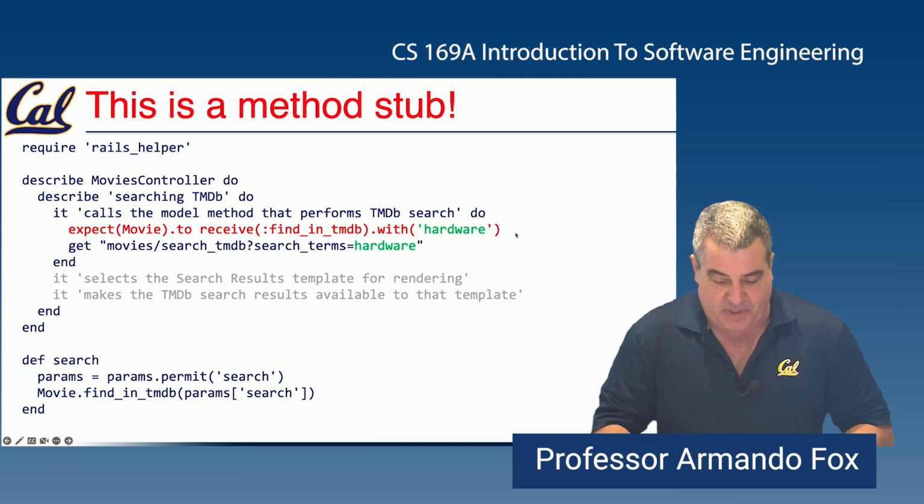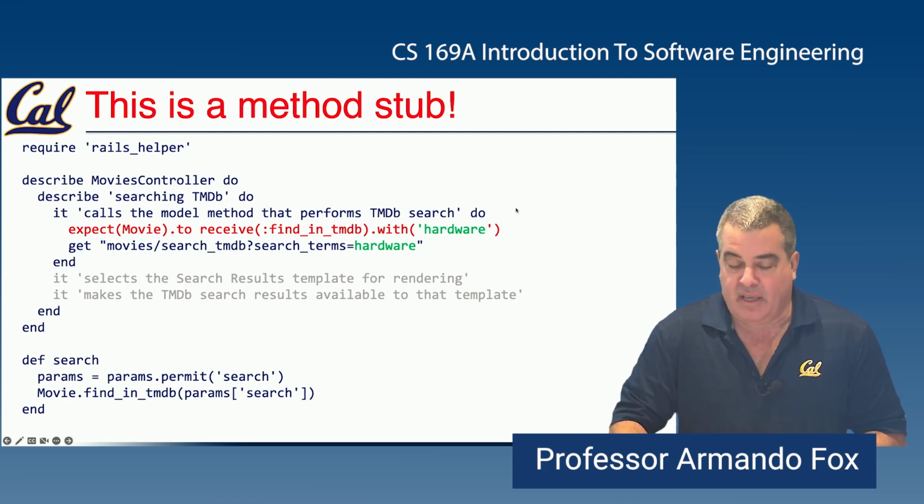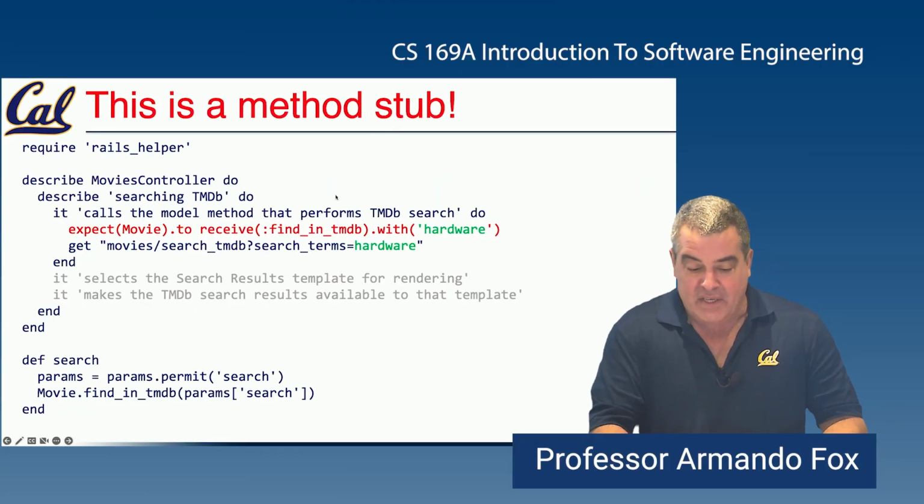The key line here is the one with the happy bright colors. So we're going to start filling in the body of our test that says it calls the model method that performs a TMDB search. And check out this cool assertion. Expect Movie, and what's Movie with a capital M? That's the class, right? Expect it to receive a method call, find_in_tmdb, with a certain string. So basically, what I'm mocking up here is the example where the controller is about to get a request where the form has been filled in with the word hardware in the search field. And basically what I'm verifying is that if that happens, that should be the same string that gets passed to find_in_tmdb.